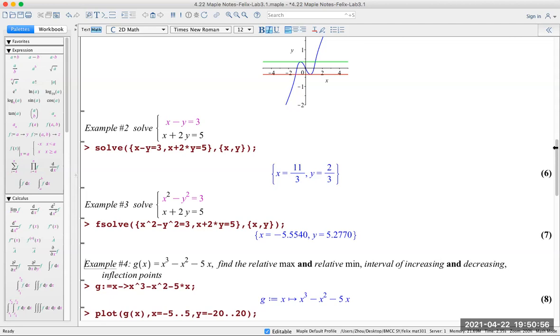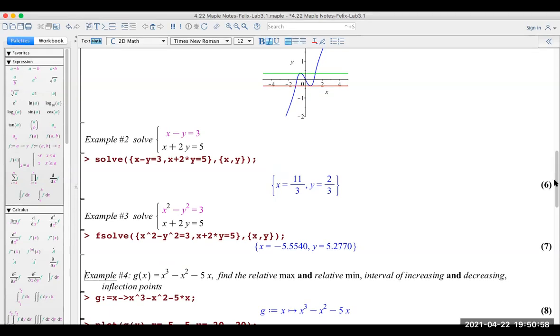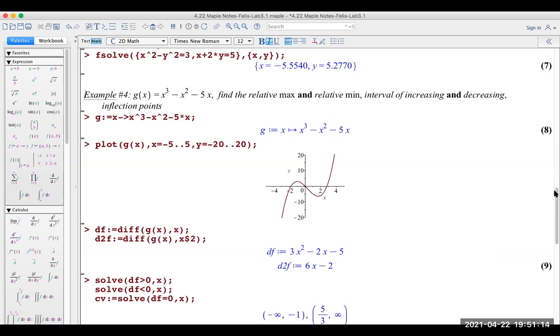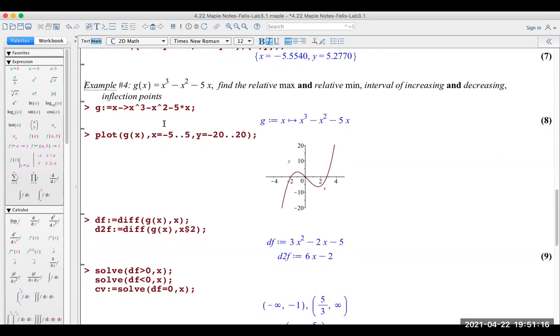Okay, now the fourth example here, we have g of x function equal to x cubed minus x squared minus 5x. Then we want to find the relative maximum and the relative minimum, interval of increasing and decreasing, and inflection point. To start this question, since we are talking about the function g of x, let's name the g of x first by saying g colon equal x minus greater sign, then type x cubed minus x squared minus 5 times x here.